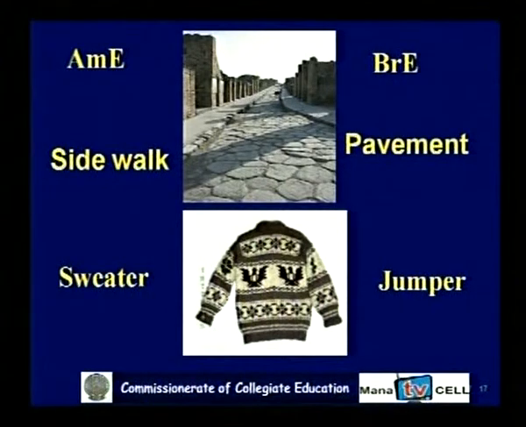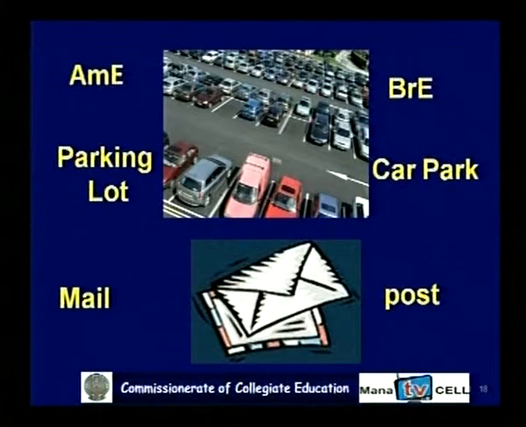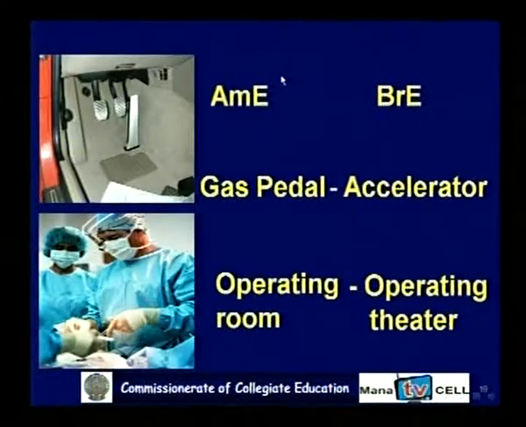And this is sidewalk and the other is pavement. And this is sweater, another is jumper. And this is parking lot and car park. Generally we use car park. We ask a question like that: where is the car parking? And we don't ask where is a parking lot. If you go to big cities, you find a signboard over there with the words parking lot. And mail and post. These are the common words we get used to.